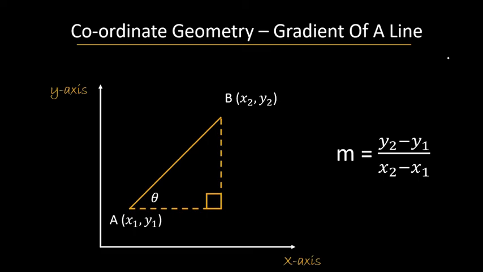In today's video, we want to look at coordinate geometry, where we'll be looking at how to calculate the gradient of a line. Alright, so without further ado, let's begin. Now, how do we calculate the gradient of a line? Before we look at how to calculate the gradient of a line, let's look at what a line is and what are the important parameters that we can get from a line.